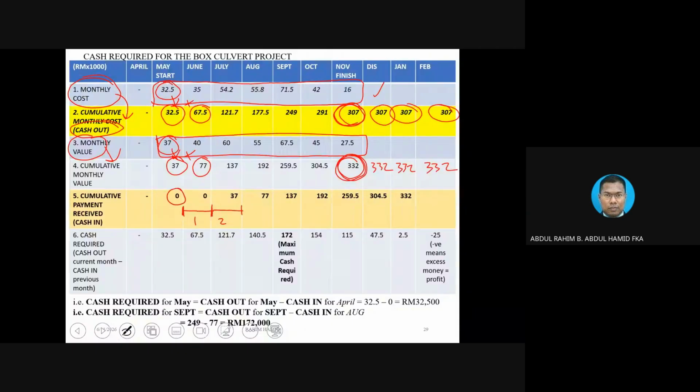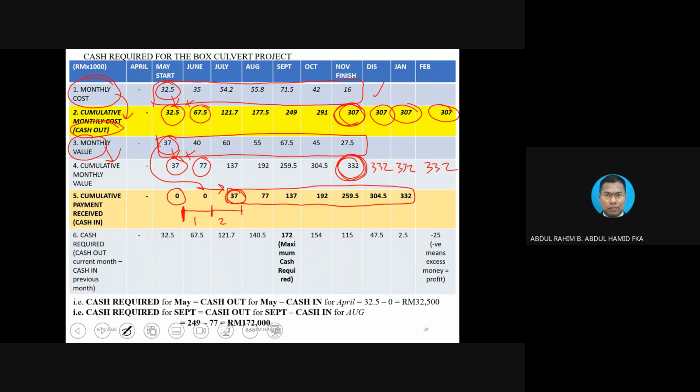When we already reach the second month after the first progress claim submission, then only we are going to receive the first payment. And you notice that this figure here is exactly the same as this figure, but we put it on the right place. You see, it is not that difficult.